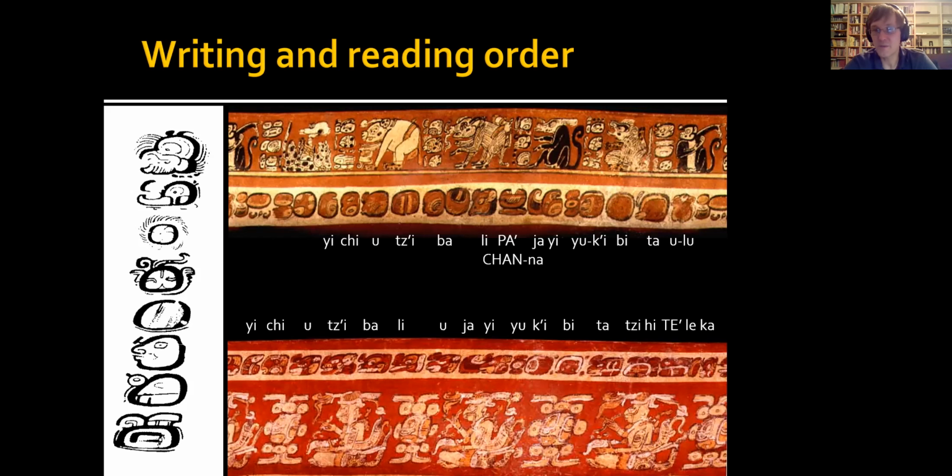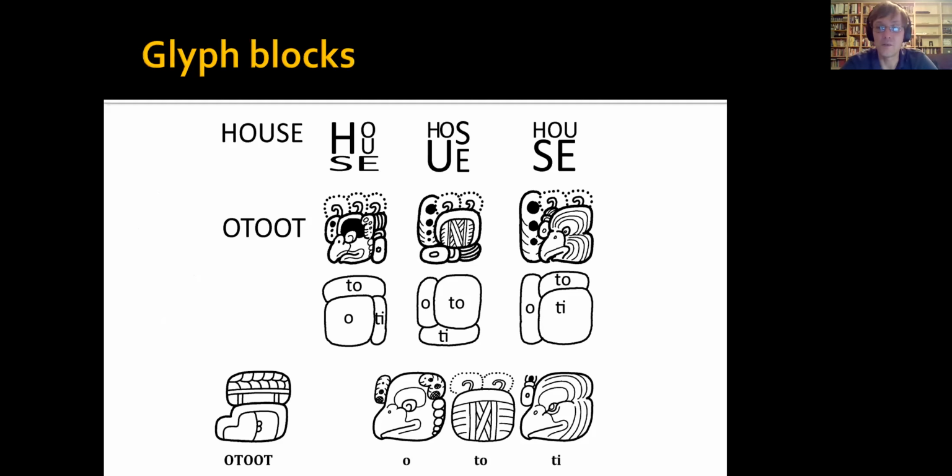So this is pretty straightforward. It's just like we would do it. But many Maya texts are not using this system. Instead, they use a different convention that we call hieroglyphic blocks. Now imagine that instead of writing our words in the same way, I select one letter, I make it uppercase, and then I build the lowercase remaining part of the word around it rather than to the right.